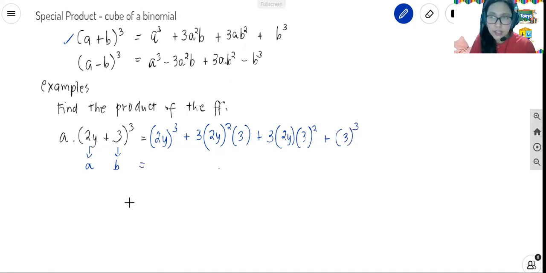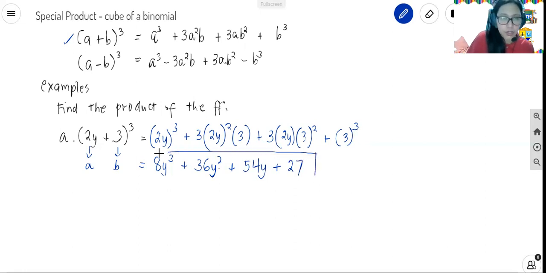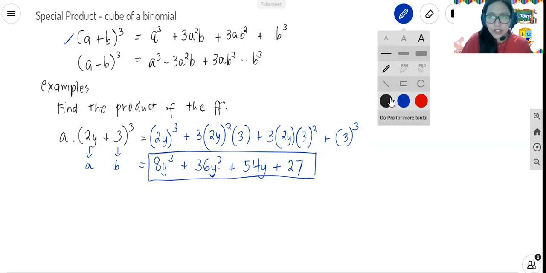Simplifying this further, (2y) cubed, that is 2 times 2 times 2, that's 8y cubed. Plus, we have here (2y) squared, so I have here 2 times 2, 4. 4 times 9 is 36y squared. Plus I have here 3 squared, so that's 9. 9 times 6 will give me 54y. And 3 times 3 times 3 is 27. So this is now the cube of (2y plus 3) cubed. Let's have another example.